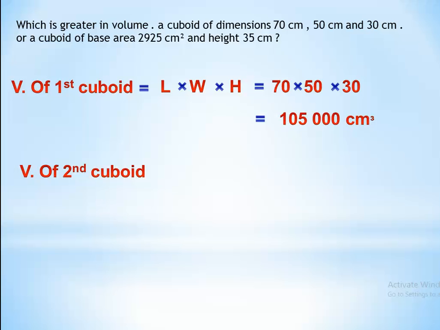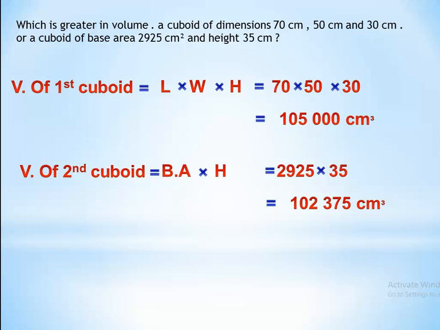Volume of the second cuboid, we have base area and the height. So we are going to multiply base area by height. It will be 2925 by 35. It will be 102,375. The one that is greater is the volume of the first cuboid.